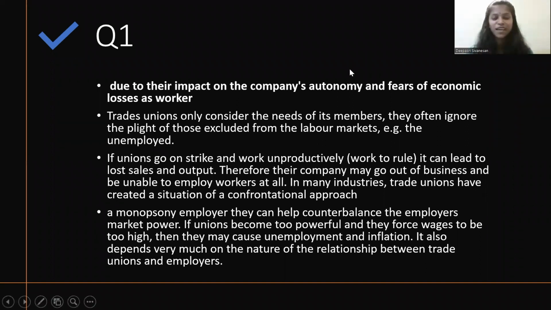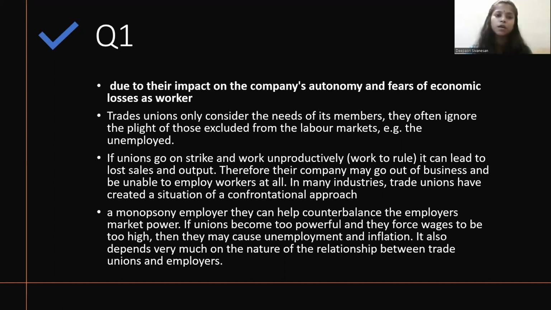So, hi, I'm Deepa Sri Sunesen here. I'm going to present question 1. Question 1 is about why so many employees are anti-trade unions. The reason is due to their impact on the company's autonomy and fears of economic losses as workers.